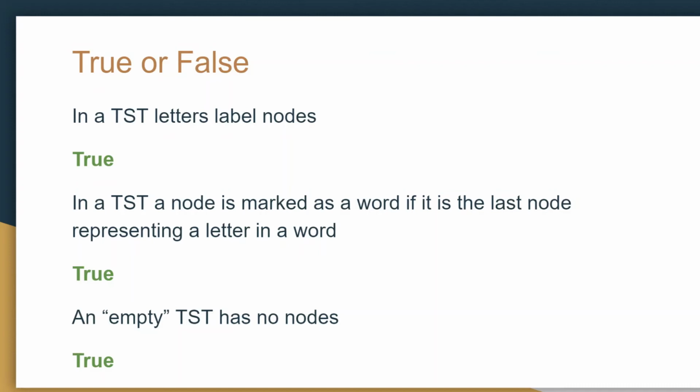So in a TST, letters label nodes, whereas in a multi-way trie, they label edges. In a TST, a node is marked as a word if it is the last node representing a letter in a word, and an empty TST has no nodes. This is different from a multi-way trie, where an empty multi-way trie has one node.